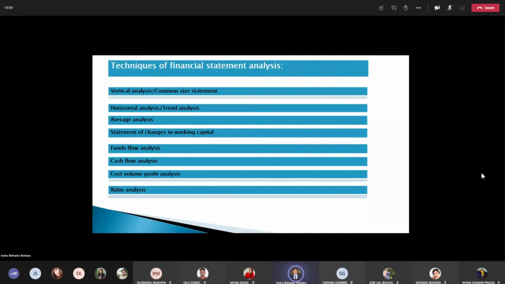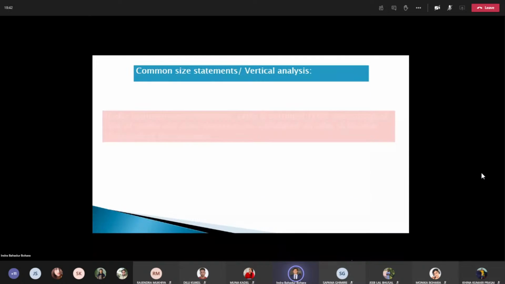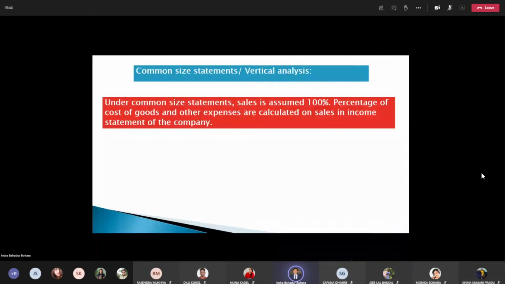And the last is ratio analysis. According to our syllabus, we are going to focus on ratio analysis, and cash flow analysis will be discussed in next chapter. Cost volume profit analysis you studied in the bachelor as well as in second semester. And funds flow statement and working capital you already studied, and average analysis will also be studied here in ratio analysis, and vertical and common size analysis. Now, first we are going to discuss common size or vertical analysis.